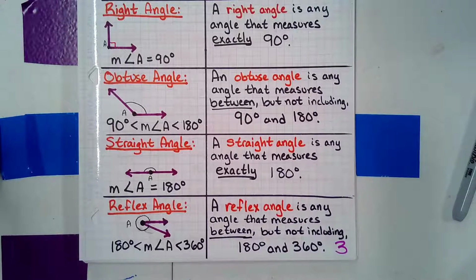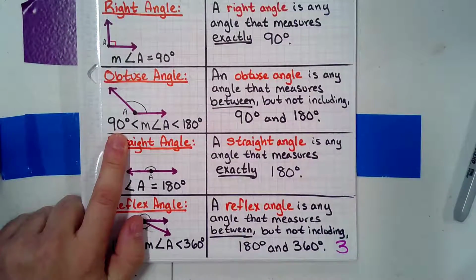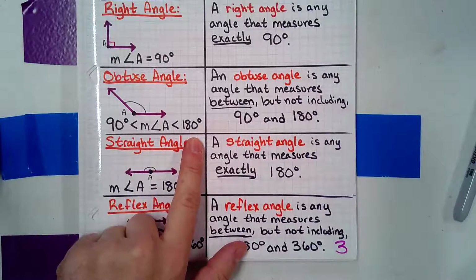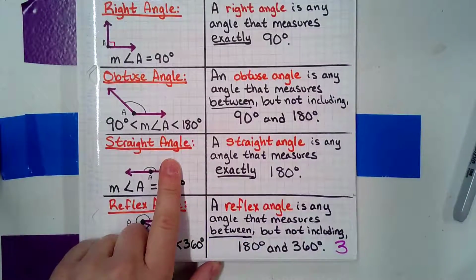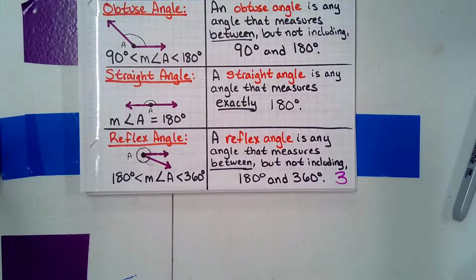Obtuse angles. Obtuse are between 90 and 180. Now, is it including or not including 90 and 180? Not including, because if it was 90, what would it be? It'd be a right angle. If it was 180, what would it be? A straight angle, which leads us to our next point. Straight angle. Measure of angle A is 180.